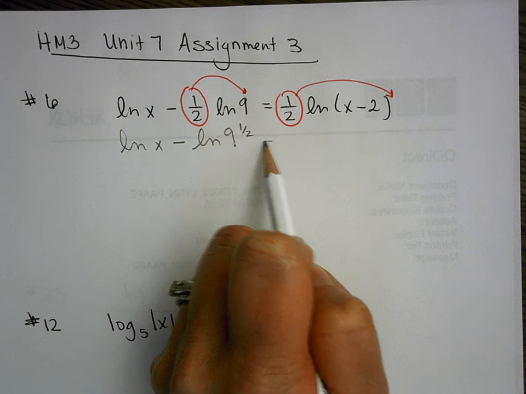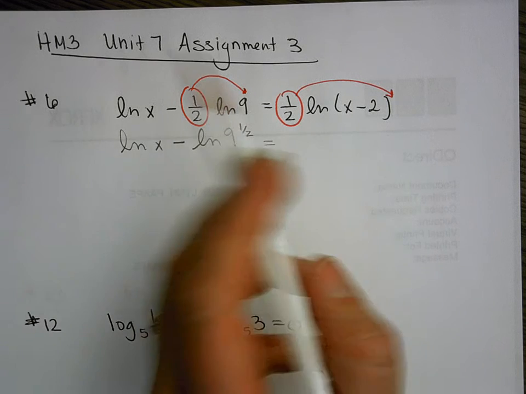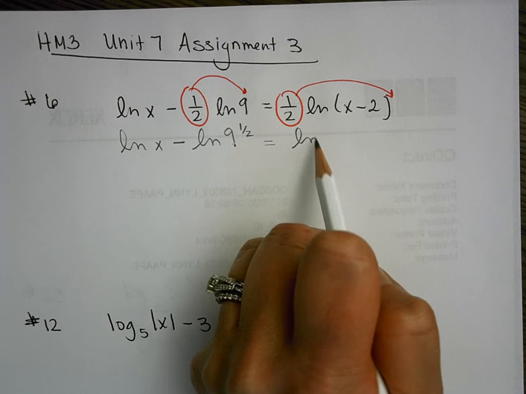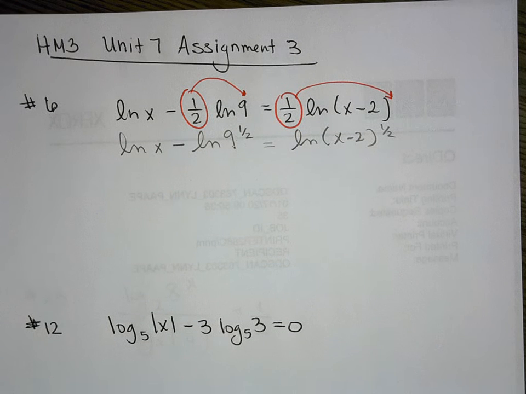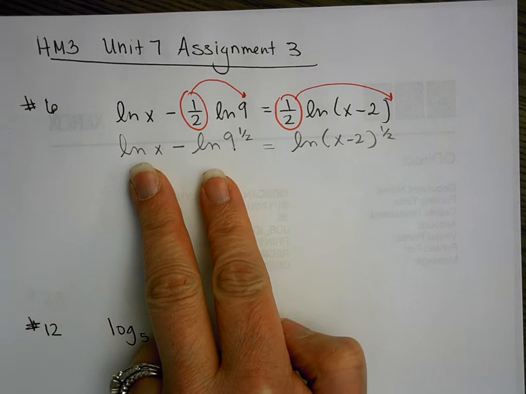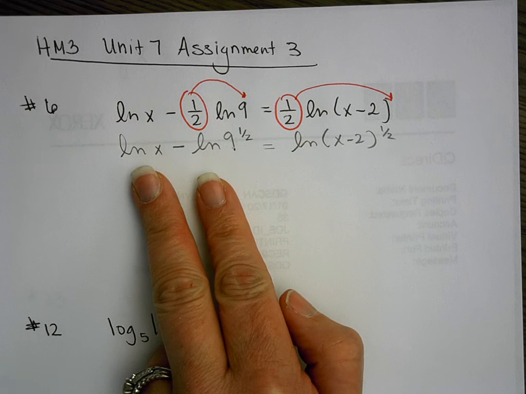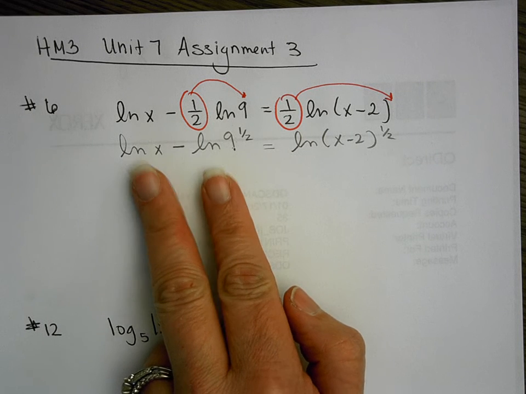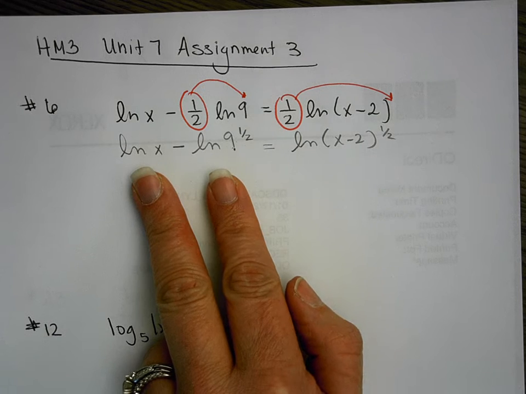So that's one of our log properties. Coefficients can become powers or vice versa. And so then this will become natural log of x minus 2 to the 1/2 power. Okay, so then from here, I know that I have two logarithms. So whenever I have two logarithms on the same side of the equation, I always want to combine them, right? So if I have more than one, I always want to combine these. So I'm going to go ahead and combine these into one.